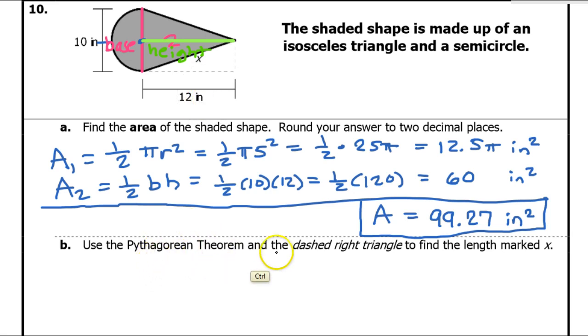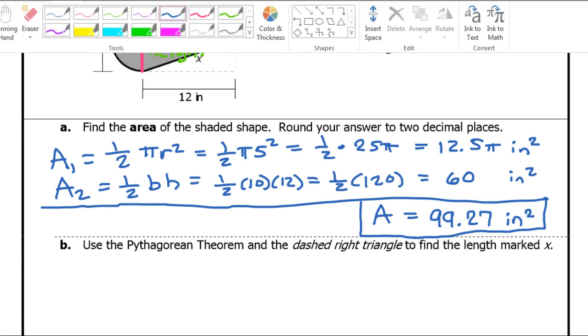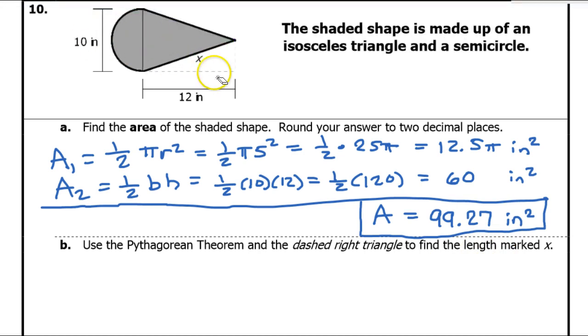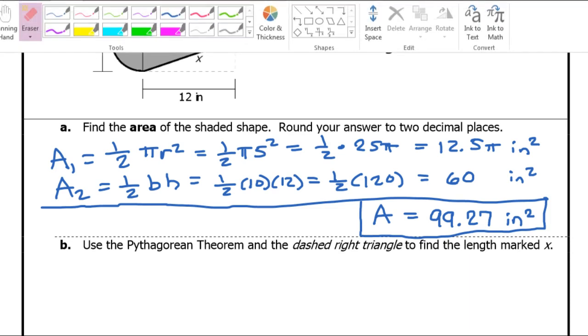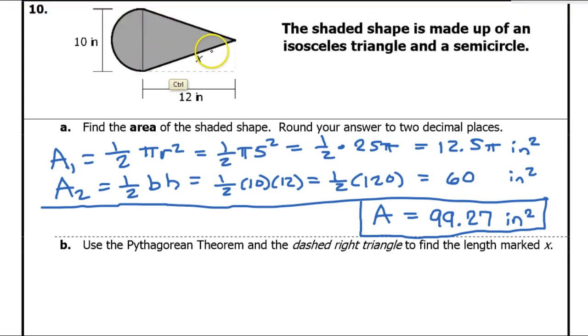So now, use the Pythagorean Theorem and the dashed right angle to find the length marked x. Let me erase all this stuff. We're trying to find length x. This is what we're trying to find, and we're going to use the Pythagorean Theorem, so I'm going to make that the hypotenuse. I know this is 12, so what will this be?